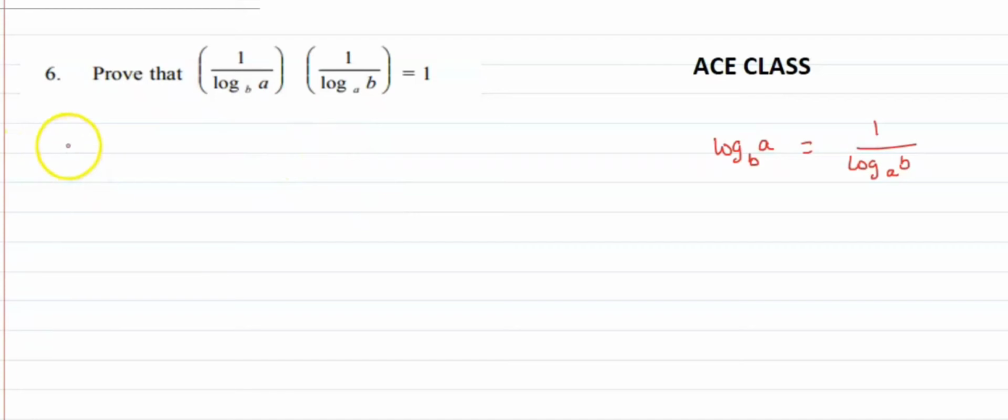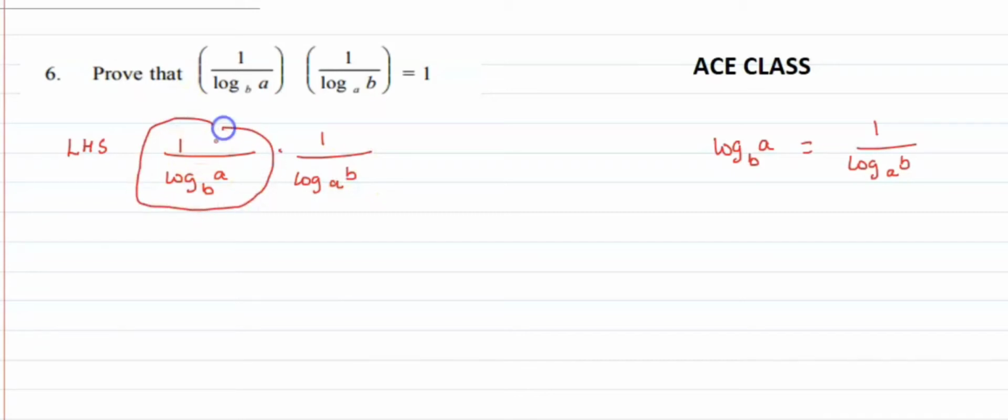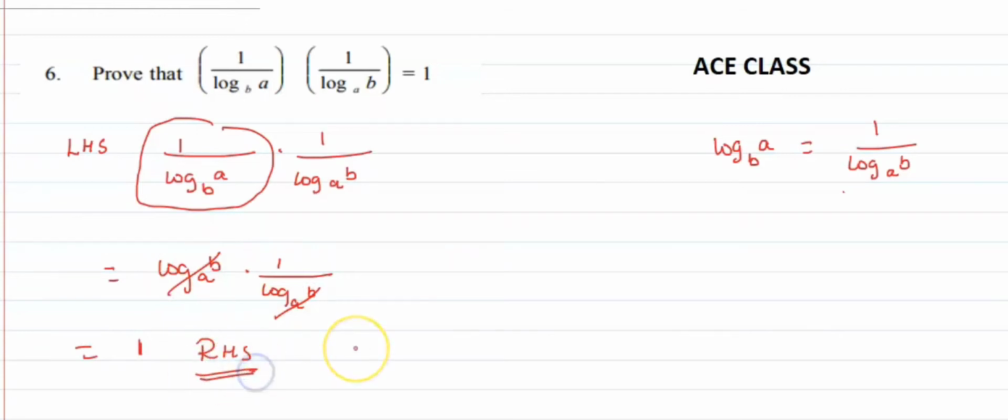Now for this, I'll consider the LHS, which is 1 over log of a to the base b multiplied by 1 over log of b to the base a. Only this one I will change. I can write this as log of b to the base a, applying the reverse formula. So 1 by log a to the base a multiplied by 1 by log b to the base a. So this will get cancelled, and what is left out is 1, which is your RHS. Hope you understood.